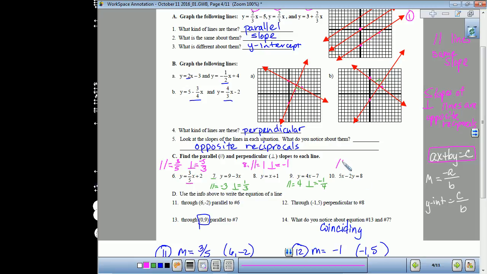So, the slope of this line is -5 over -2. So the slope of that line is 5 halves. So a parallel line would have the same slope. And a perpendicular would be the opposite reciprocal. Wait a minute. She said 5/2, but it's the opposite. Why? Opposite sign and reciprocal.